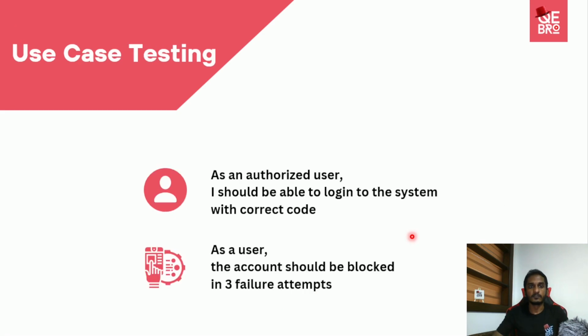Then we have use case testing. This is more or less the same thing that we actually do, even though we didn't know that we were following a test design technique. Because when we do testing, if you are following agile methodology, you will get the stories. A story will have something like, as an authorized user, I should be able to log into the system with the correct code. So that is one story, and it will have the acceptance criteria, isn't it?